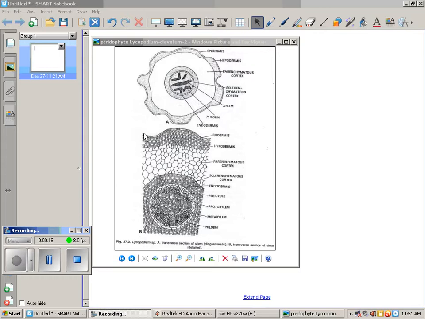The wall of the outer epidermal layer is cutinized, and because of that it is thick, and the epidermis also has stomata. Inner to the epidermis, the cortex is present, and this cortex is differentiated into three zones. The outer and the inner cortex are made up of sclerenchymatous cells, whereas the middle cortex is made up of parenchymatous cells.